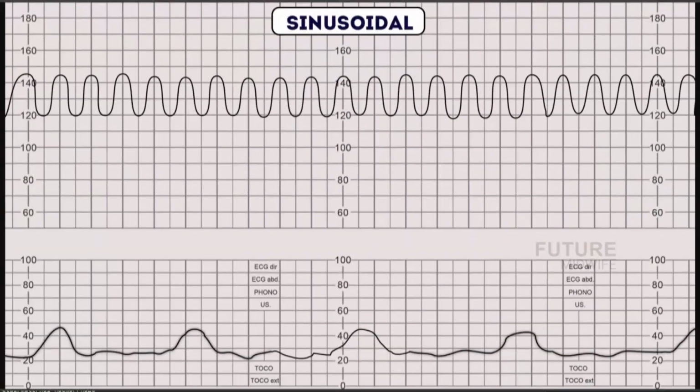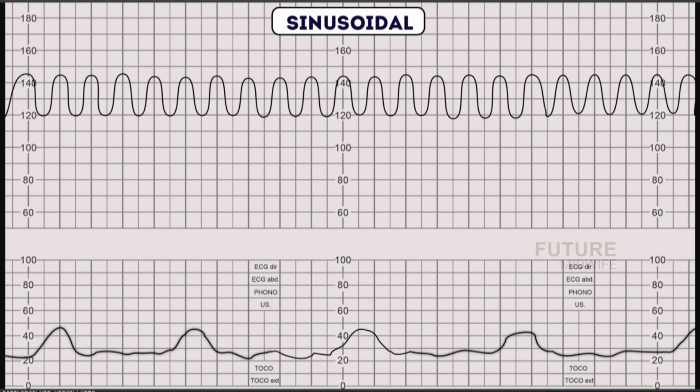Next type of CTG pattern is the sinusoidal pattern. This type of pattern is very rare. However, if present, it is very serious. It is associated with high rates of fetal morbidity and mortality. It is described as a smooth, regular, wave-like pattern.